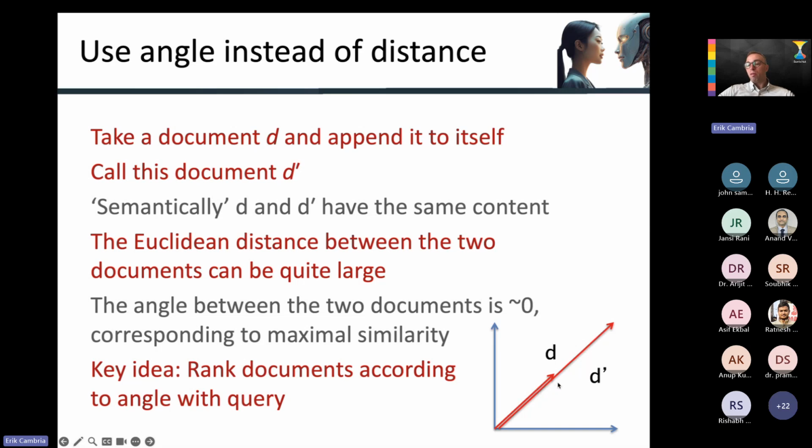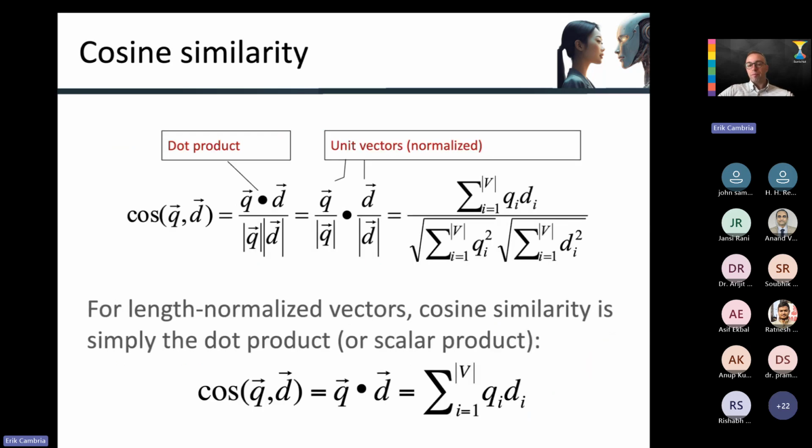So this is the best example to understand why we look at angles and not Euclidean distance, because if you calculate the Euclidean distance between these 2, it will be some number, while the cosine similarity will be 1, because the angle between these 2 documents, which are the same document in fact, is 0.